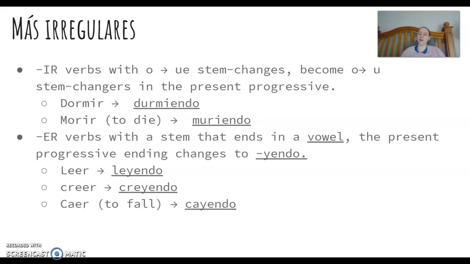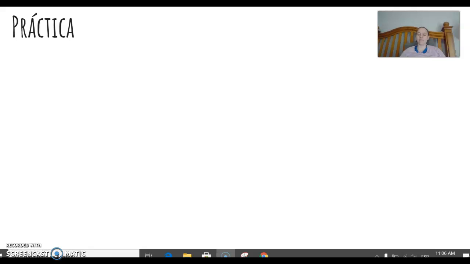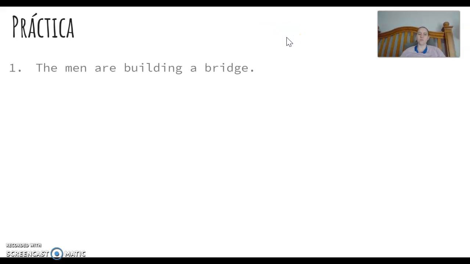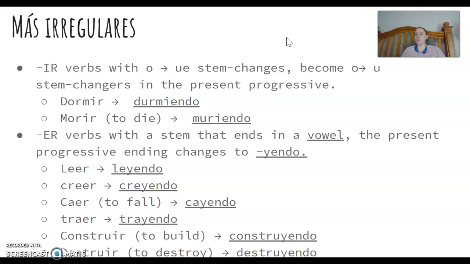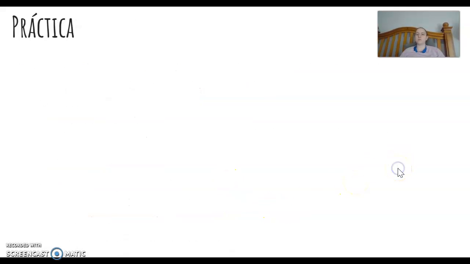Leyendo, creyendo, cayendo. Okay. Traer is another one. Trayendo. Construir becomes construyendo instead of construiendo. Like I said, it just smooths it out. Oh, and one more, destruir becomes destruyendo. That's to destroy. You guys don't have to know those, but it's good to be able to recognize them. Okay, the stem changing ones will be on your test. I don't think it might be only one or two of the Y ones, but it won't be any verbs that you don't know. Okay. So let's do a little bit of practice with these.